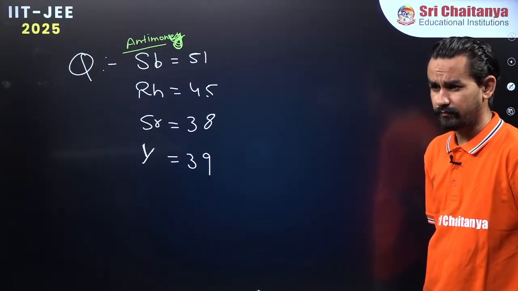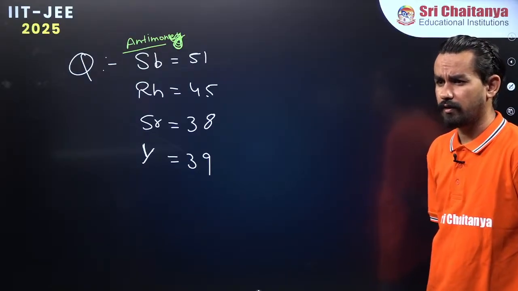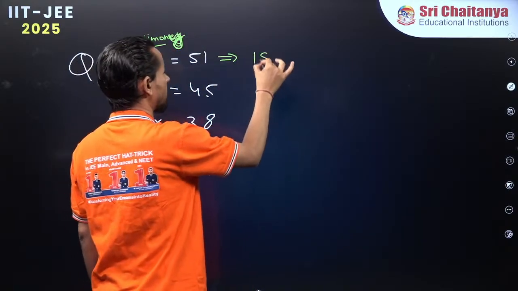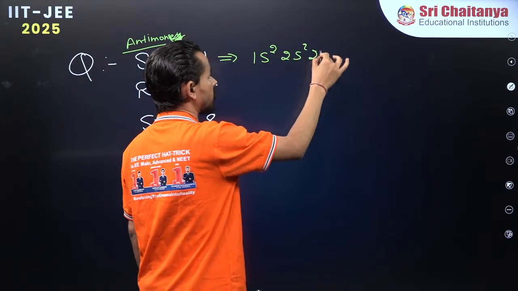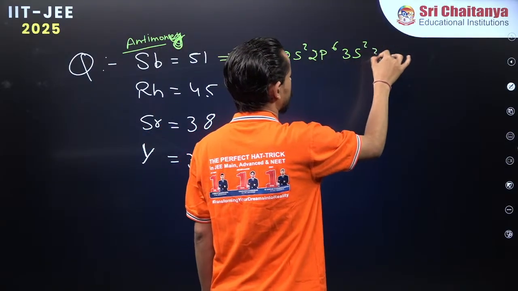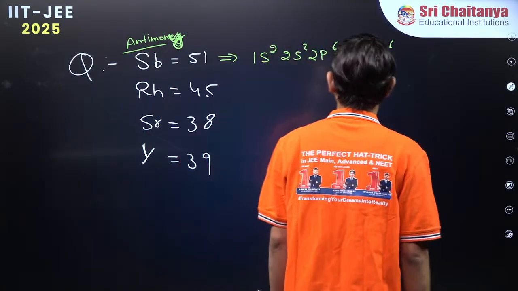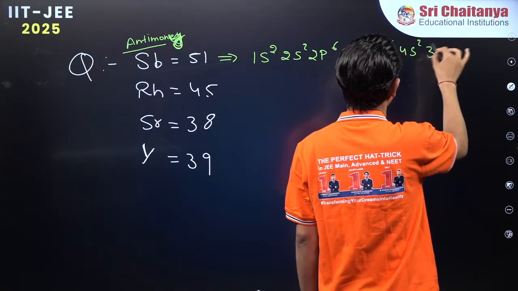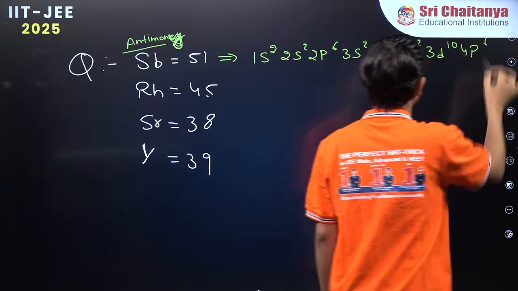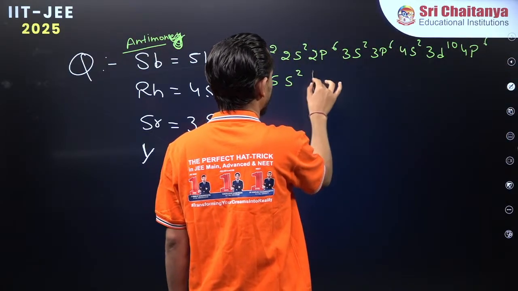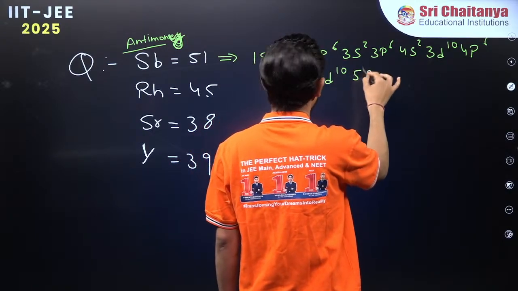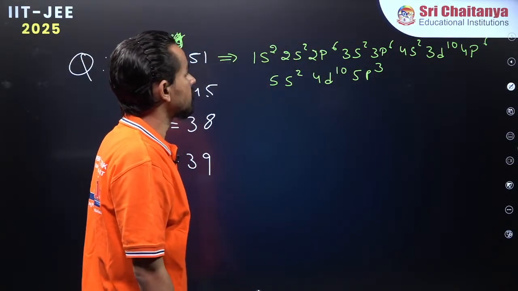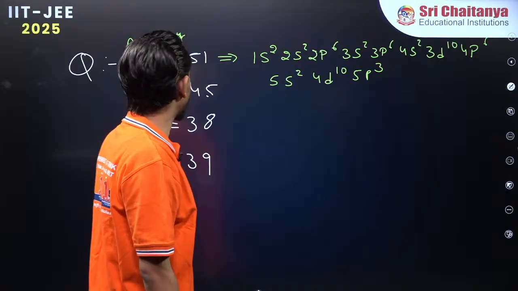Strontium 2. Very good. Antimony, I think that is very easy: 1s2, 2s2, 2p6, 3s2, 3p6, then 4s2, 3d10, 4p6, 5s2, 4d10 and 5p3. Adding up: 2, 4, 6, 10, 12, 18, 20, 30, 36, 38, 48 and 3, 51.